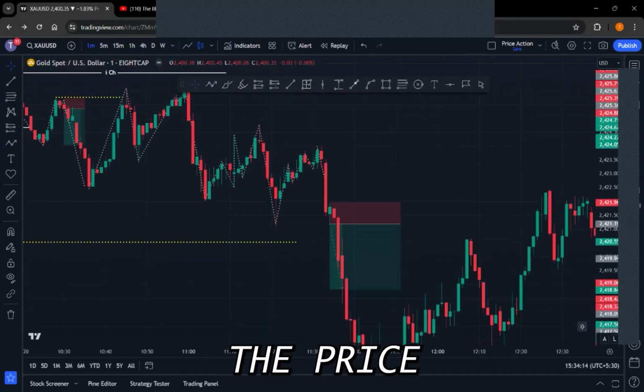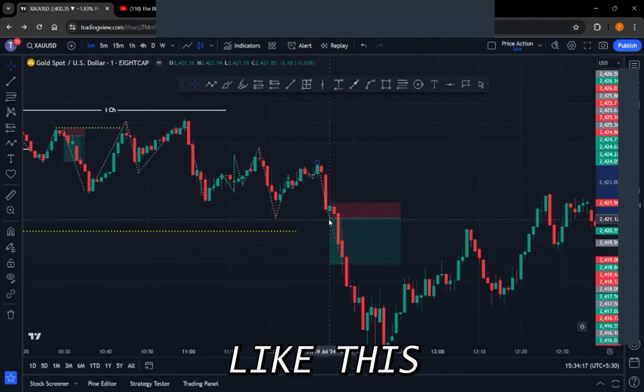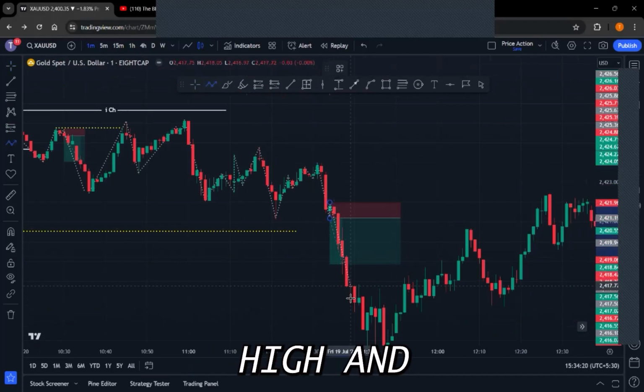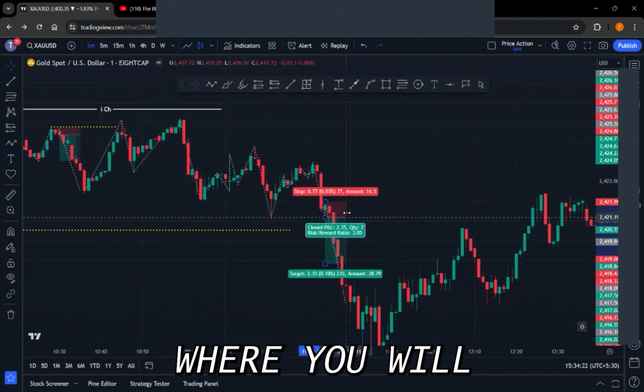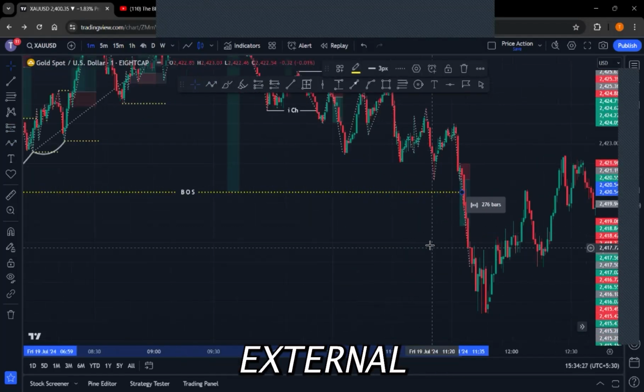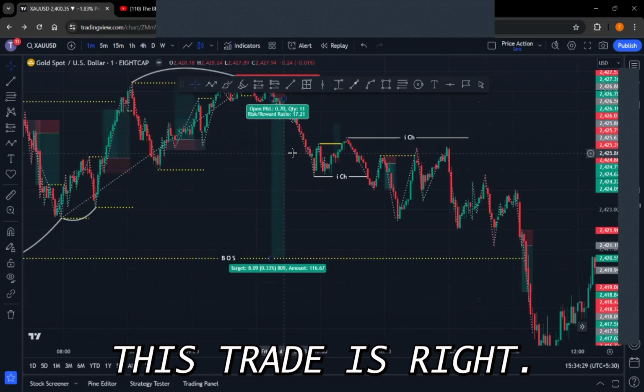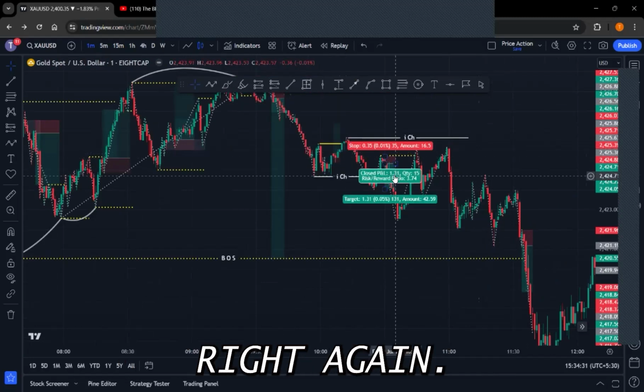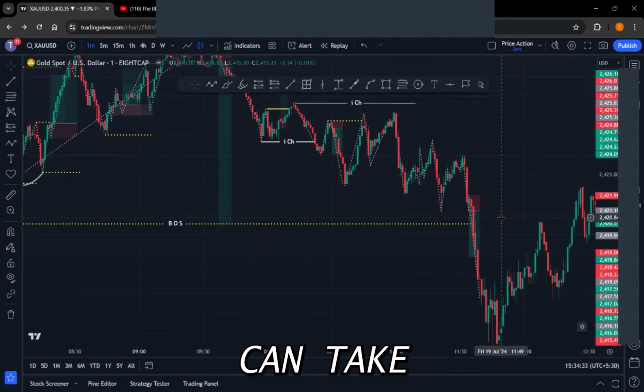So what did happen from here? The price started going downside like this, again created a lower low, lower high, and lower low. Okay, so this is where you will put up your sell. This is where you will start targeting the external liquidity towards the downside. So this trade is right. This one was a stop loss. This was right again, and this is one another trade that we can take in the market.